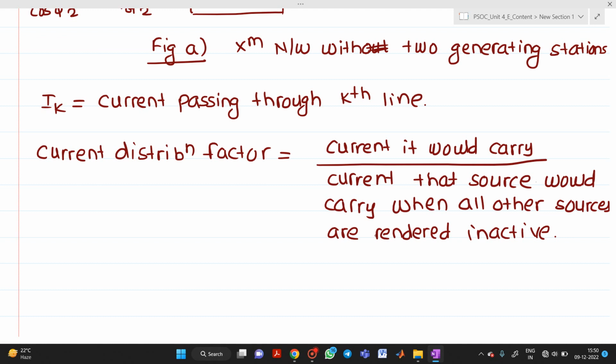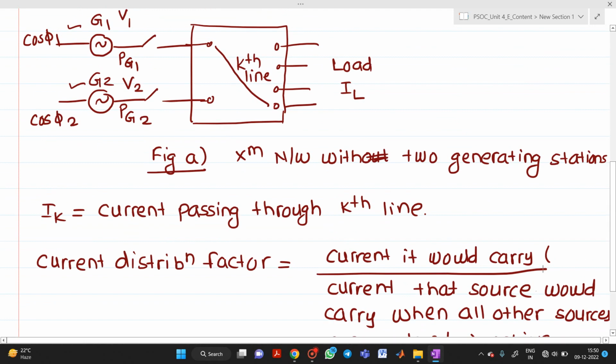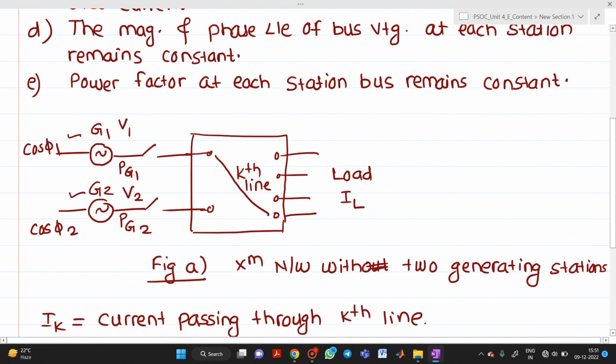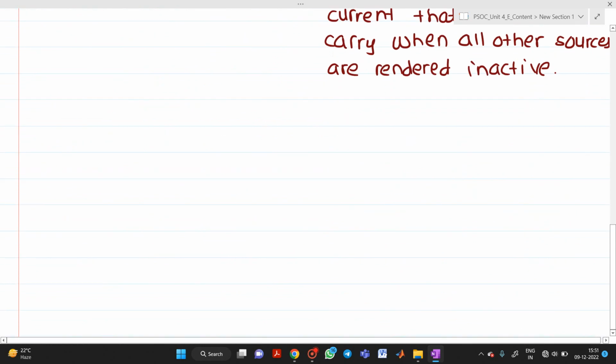Let's say now the current it would carry, suppose this is the kth line, is nothing but IK. So now let us assume from this diagram that the entire load current, that is IL, is supplied by only generator G1. So how can we draw this diagram? Simply, we can draw it like this.